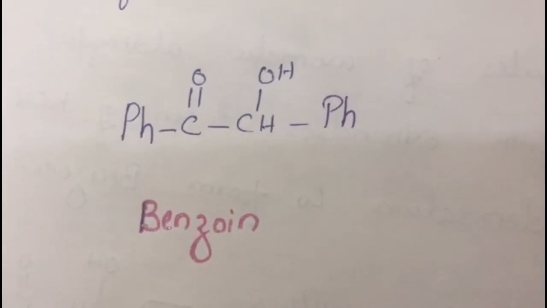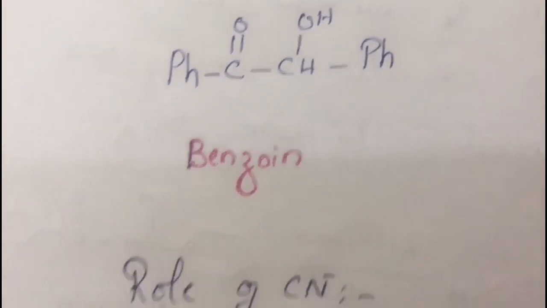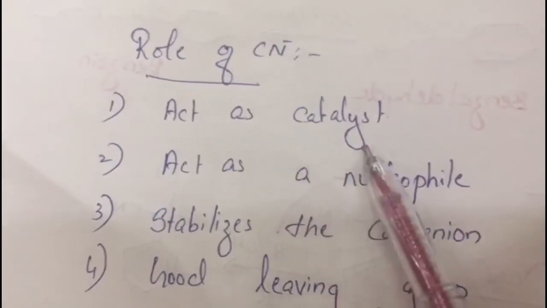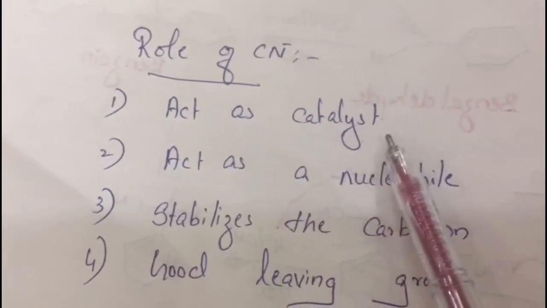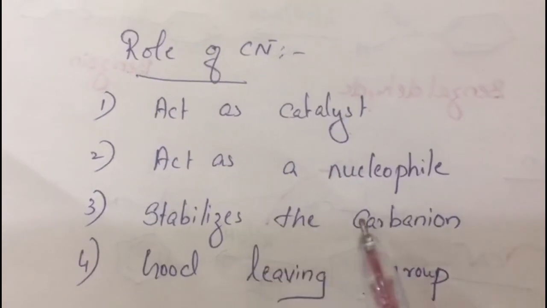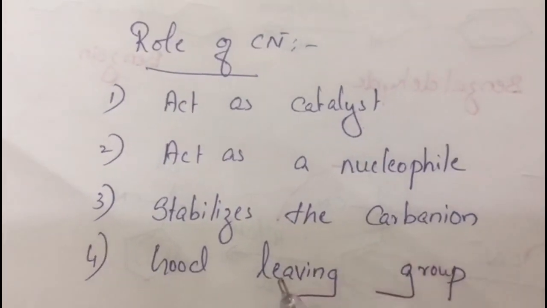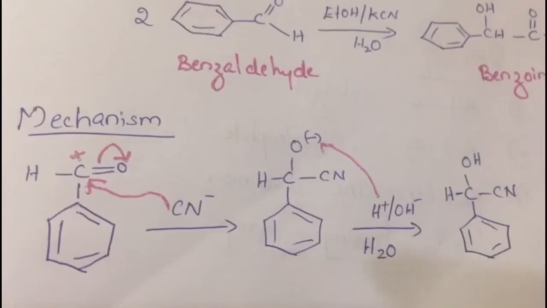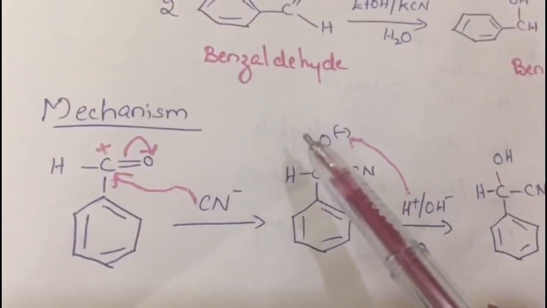And now let us discuss what is the role of CN minus in this reaction. Because we know it acts as a catalyst. It enters in the first step and leaves in the last step. It acts as a nucleophile, also stabilizes the carbanion form, and is also a good leaving group in this reaction. So today we have discussed the mechanism of benzoin condensation.